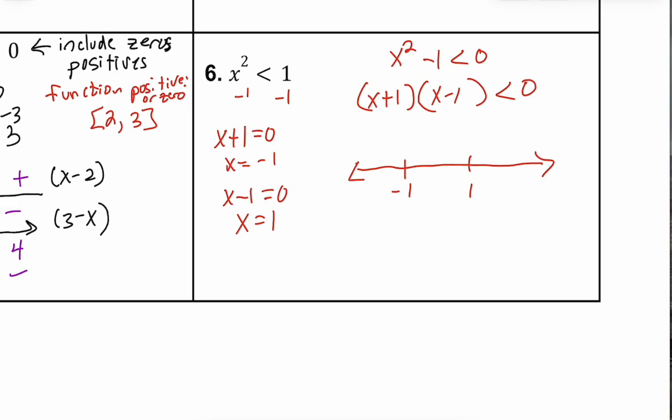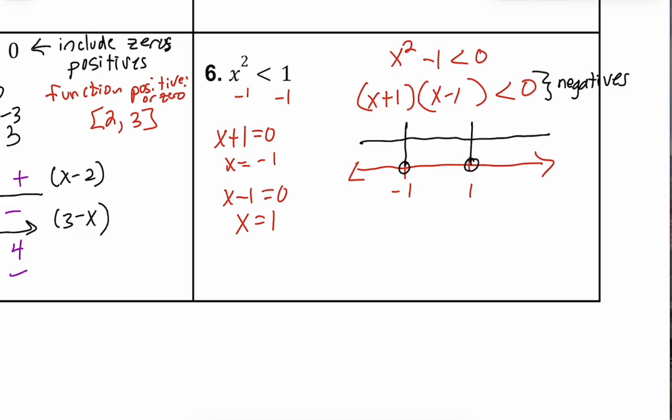This time there is no equal to symbol, so put open circles on the zeros. That will remind us, hey, we don't use brackets this time. This means just that we want the negatives. That means we're looking for the negative regions. So now let's make our number line into a plus minus chart.